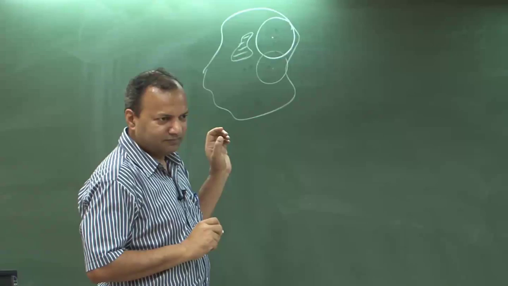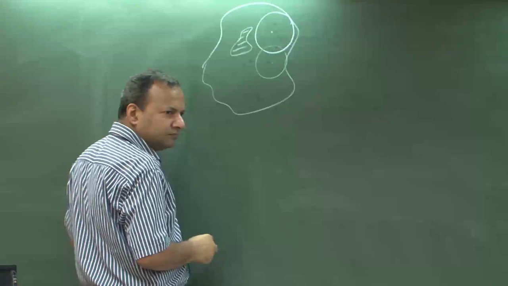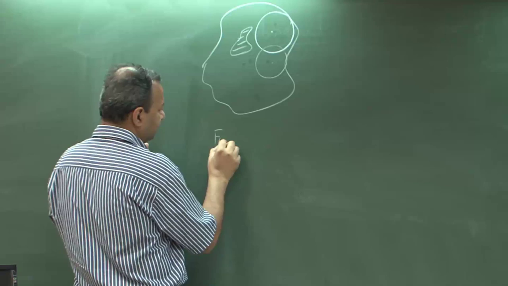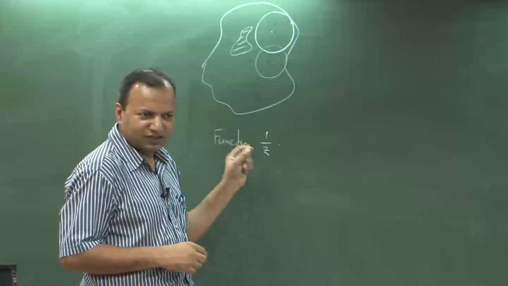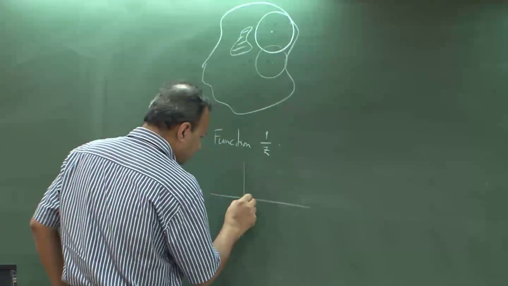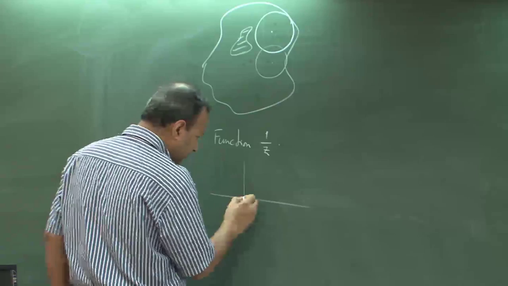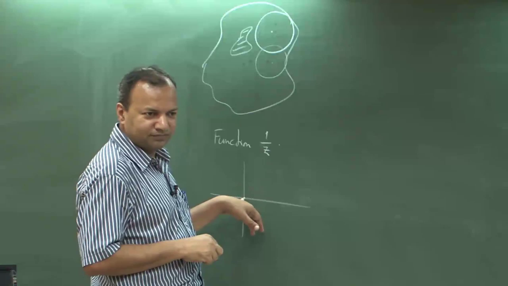Let us take an example. Just the simplest such function, 1 by z. It has just one singularity at z equals 0, so its domain is the entire complex plane except this point, there is this puncture made at z equals 0, and that is the domain on which it is analytic.